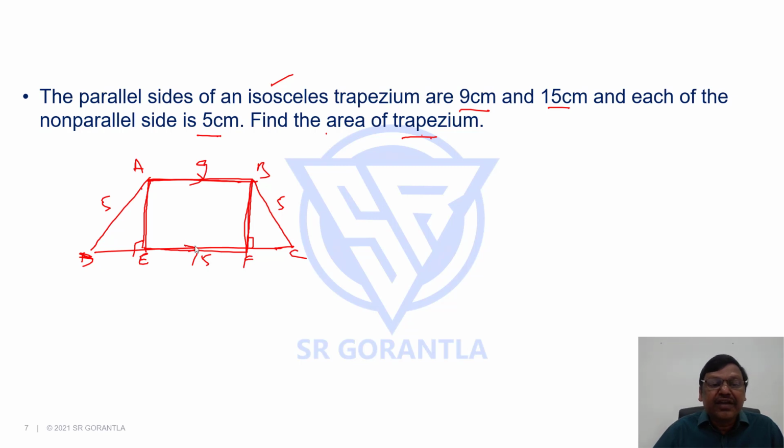Since AB is 9, EF also will be 9. But you know total CD is 15. EF is 9, which means DE and FC together will be 6. DE plus FC together will be 6.